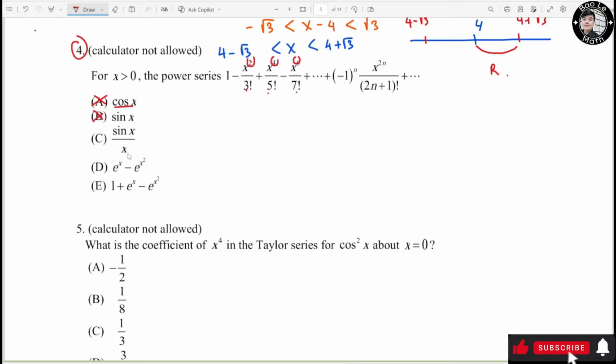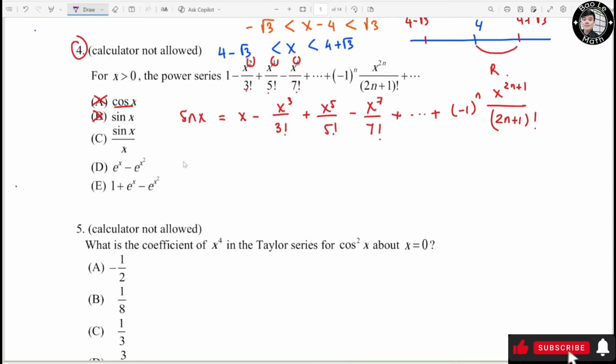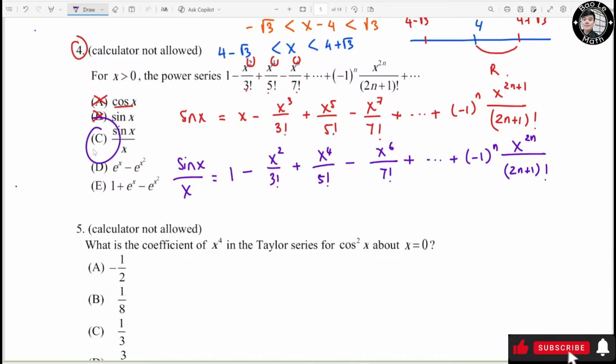C, sin s over s, this one could be. Remember we have the series for sin s. If I check sin s divided by s, the first term divided by s is 1, and then negative s squared over 3 factorial plus s to the 4 over 5 factorial minus s to the 6 over 7 factorial plus etc. So the answer must be C.